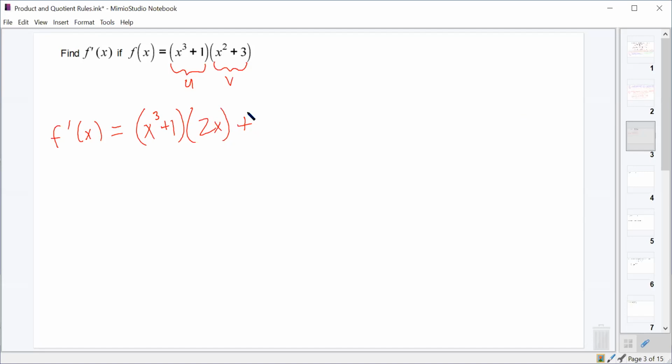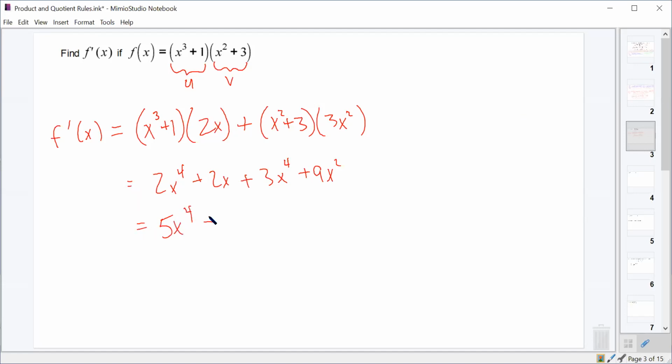And then plus v times the derivative of u, which is 3x squared. 3x squared. Okay? And this is the derivative of that. And if we wanted to distribute this all out, we could. We'd get 2x to the fourth plus 2x plus 3x to the fourth plus 9x squared. Or 5x to the fourth plus 9x squared plus 2x.